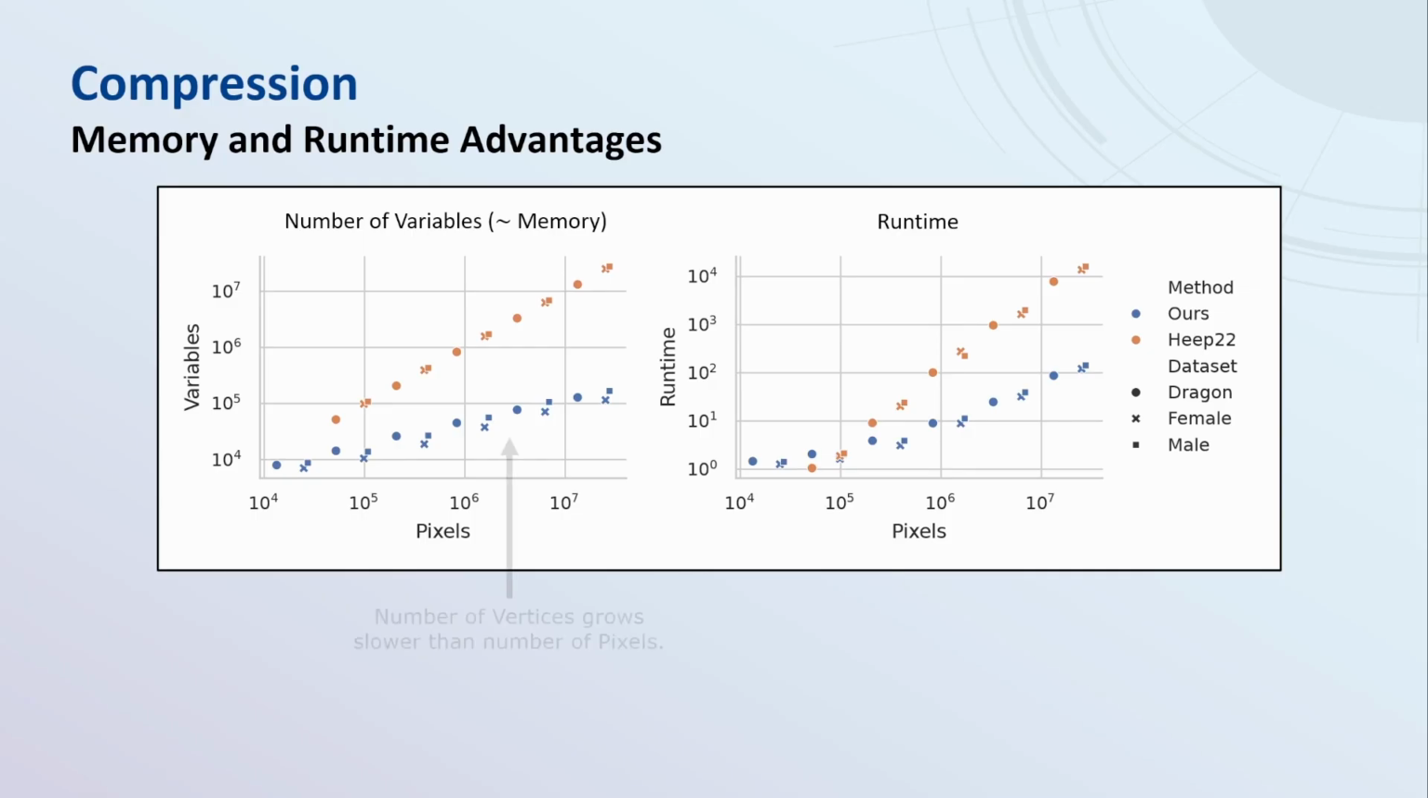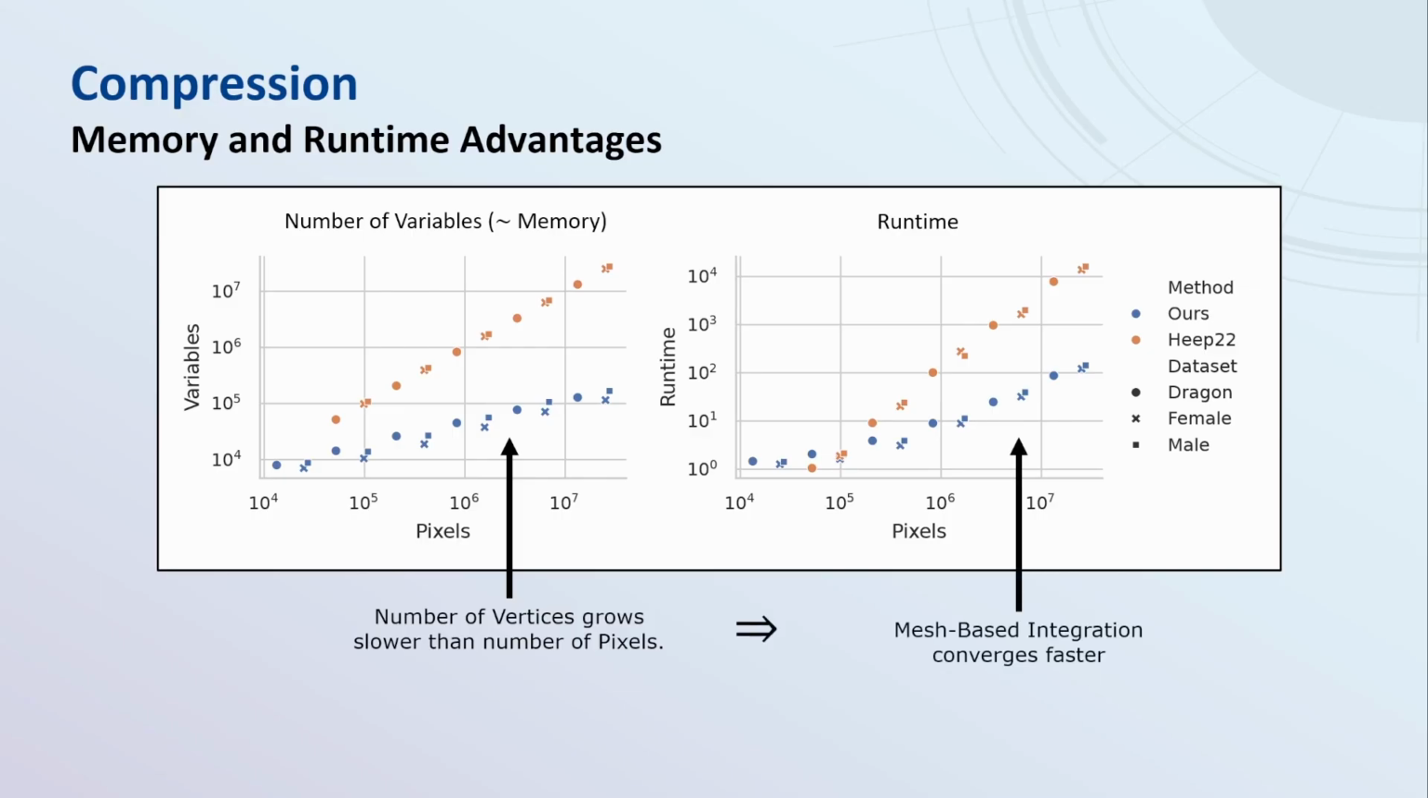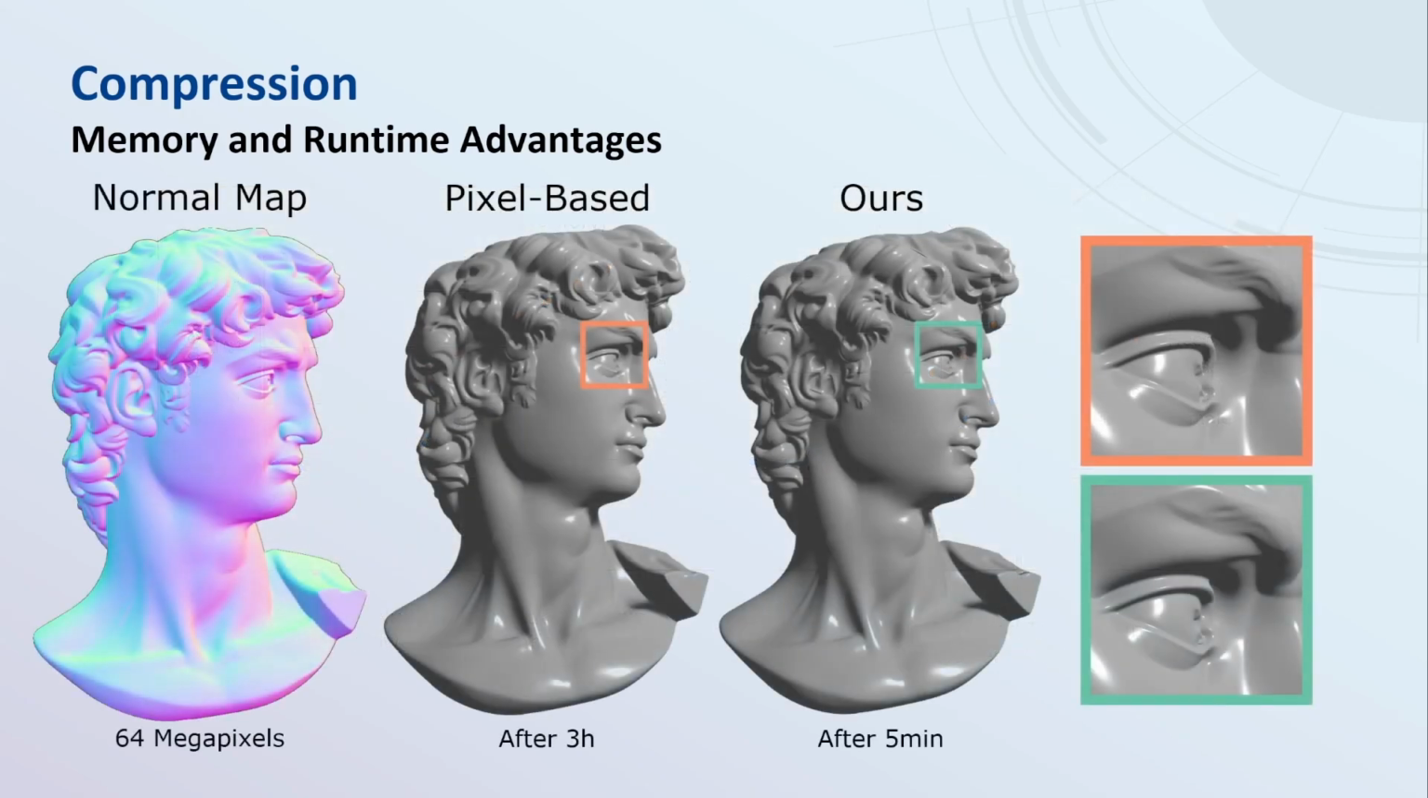In fact, if we increase the resolution of the input normal maps, the number of vertices grows slower than the number of pixels. This lower number of variables also leads to faster convergence of the linear solver and a better runtime complexity with increasing resolutions. As an example, for this 64 megapixel normal map, our method terminates after 5 minutes, while the full resolution integration takes several hours. Visually, the results are comparable. This is due to the fact that our adaptive vertex placement preserves high-frequency features.